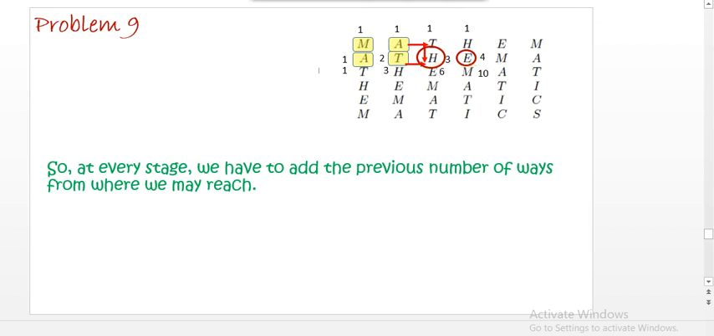Similarly, for this E we can see, from H to E I can come, or from this H to E I can come from this side. So till this H I have three ways to reach. So till E I have a total of 6 ways to reach. Similarly, if I have to count for this M, I have to see till E I have 4 ways, and till this E I have 6 ways. So 4 plus 6 is equal to 10 ways to reach till M.